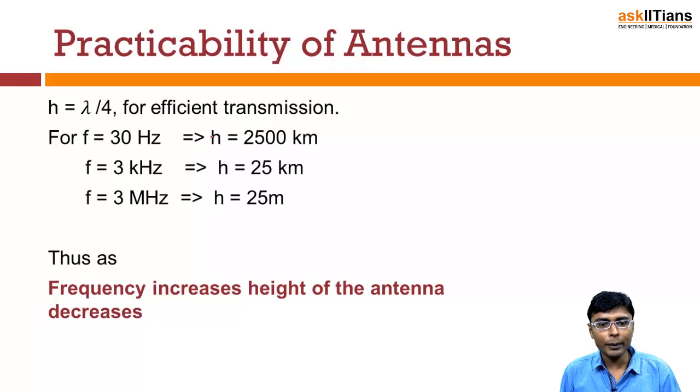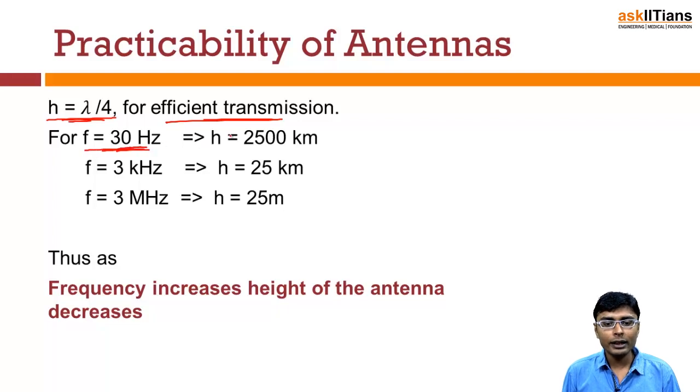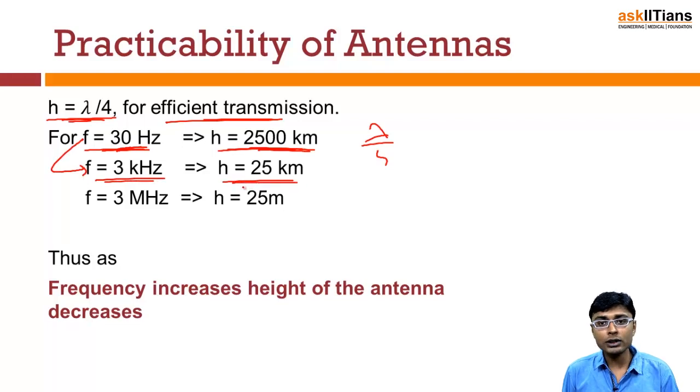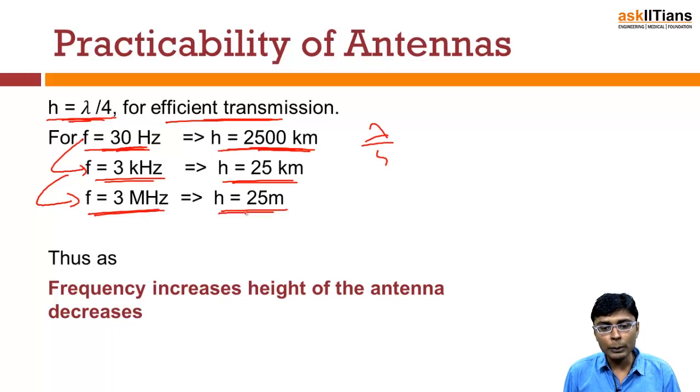Let's see what is basically the practicability of antennas. We know that the height should be equal to lambda by 4 for efficient transmission. Let's suppose we take an example of 30 Hz frequency. Calculating the height, lambda by 4, it comes out to be 2500 kilometer, which is again a very large height. If we increase the frequency up to 3 kilohertz, then the height comes out to be 25 kilometer. Again, it's a very high height. If we increase the frequency up to 3 megahertz, then the height of the antenna reduces to 25 meter. So this is a practical height.